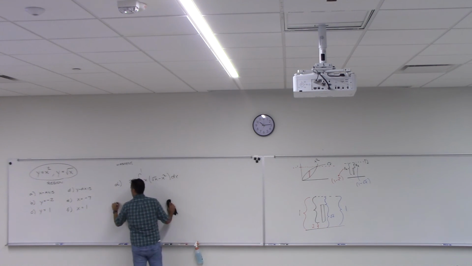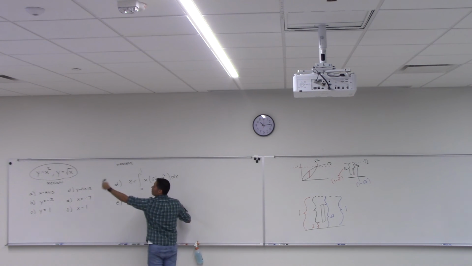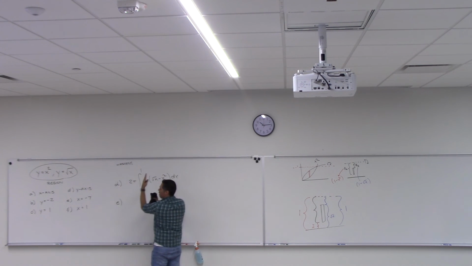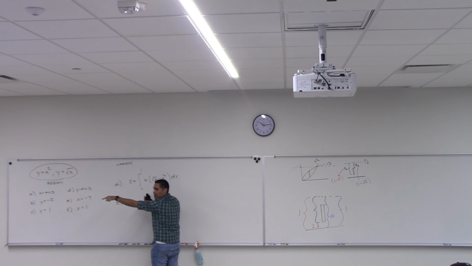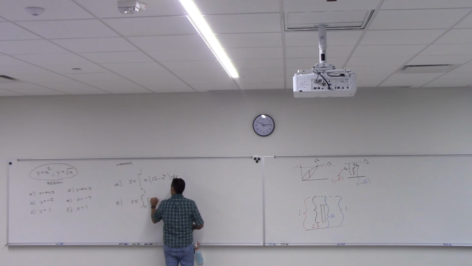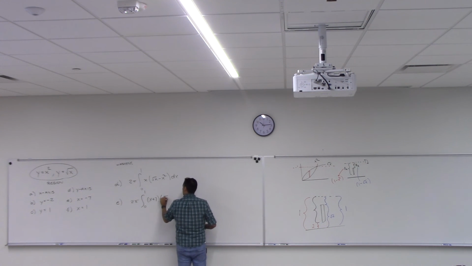For part E, I'm rotating it around a line that's over there, right? Here's the y-axis. It's 7 units that way. So I need to add that much to my radius. So I do x plus 7. It's the only difference between the two.